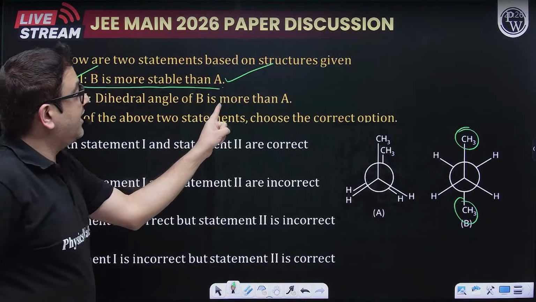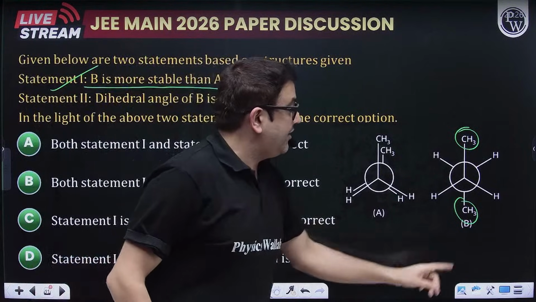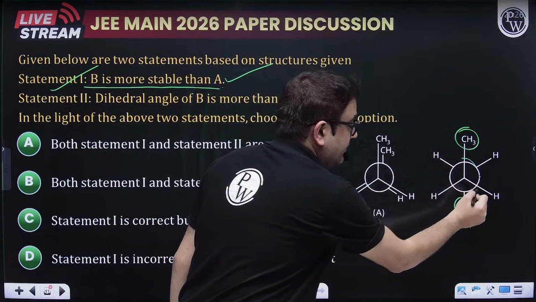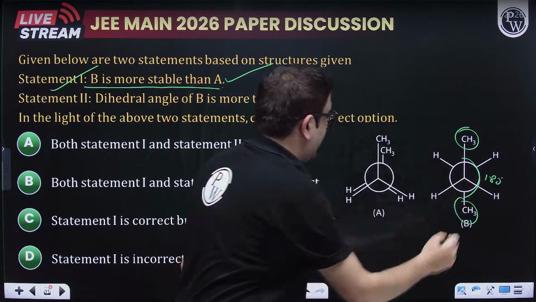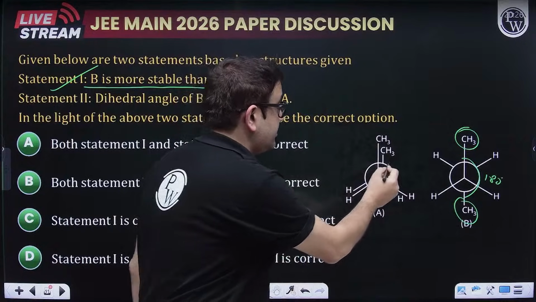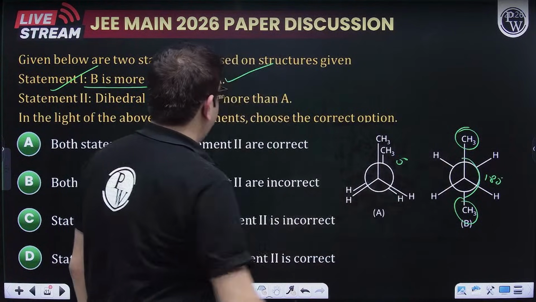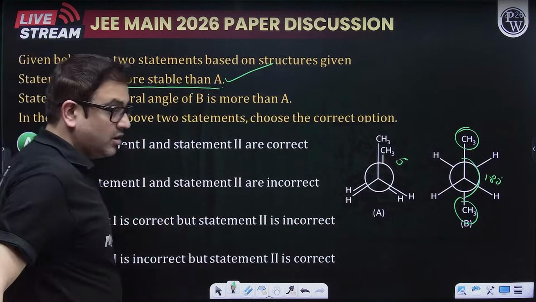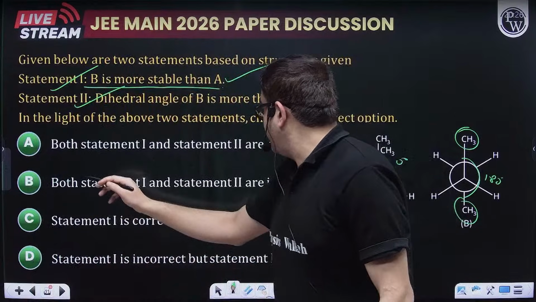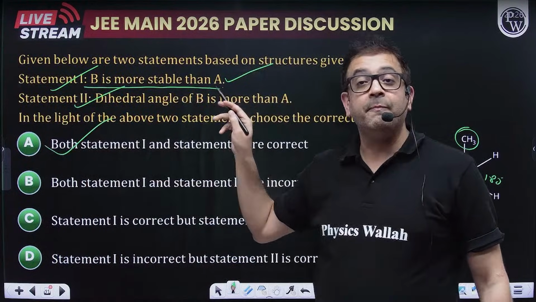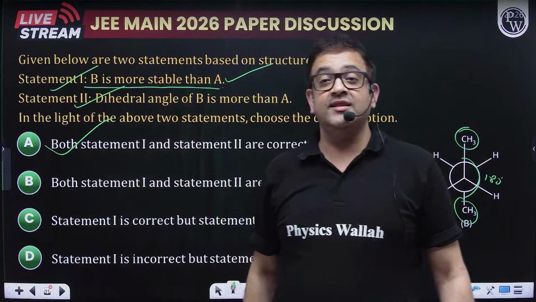The dihedral angle of B is more than A. The dihedral angle is the angle between this group and this group. Obviously it is 180 degrees, and over here it is fully eclipsed, so it is 0 degrees. Obviously a dihedral angle of 180 is greater. So this is also correct. So both statements are correct. Option A.